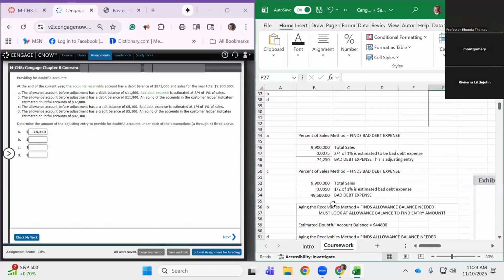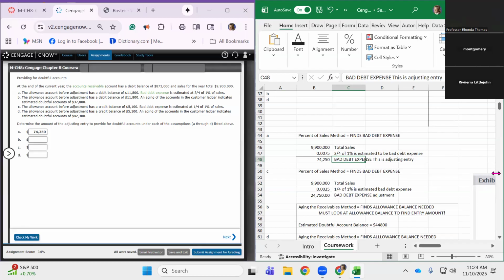All right, so now we're going to use that percent of sales method. The percent of sales they're saying for C in my problem is 1/4 of 1%. So 1/4 of 1% is 0.0025. Sorry. Okay, so now here is the bad debt expense adjustment. This is finding the adjustment. So I'm going to put the word adjustment there, and I put this is an adjusting entry here in this line.